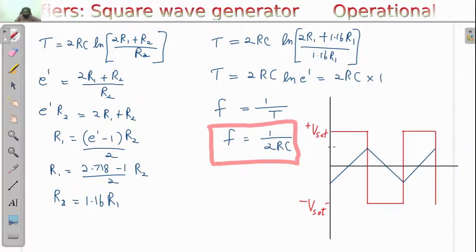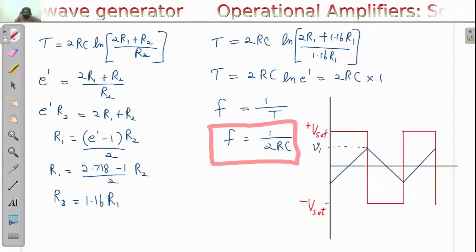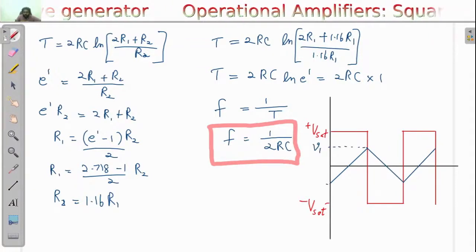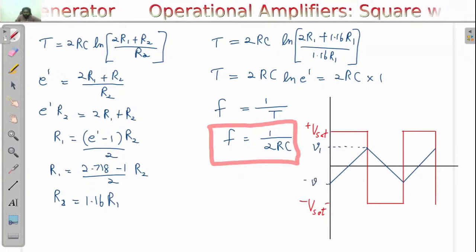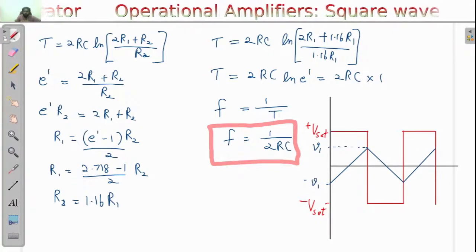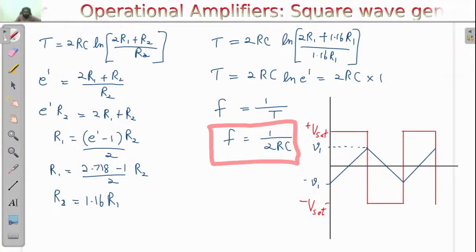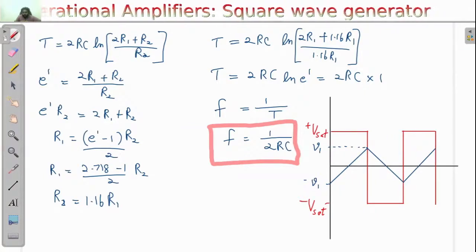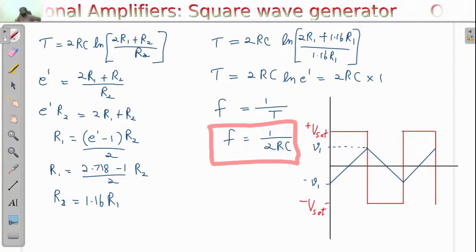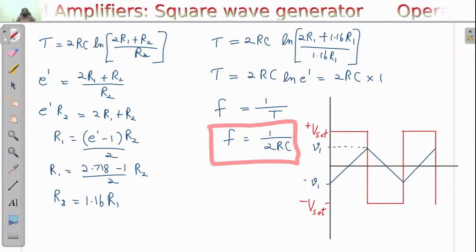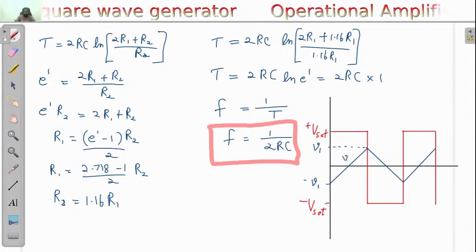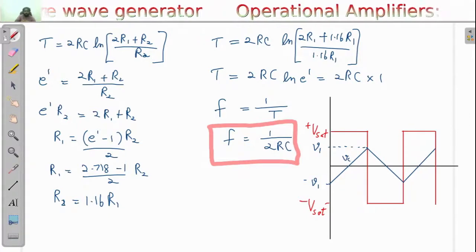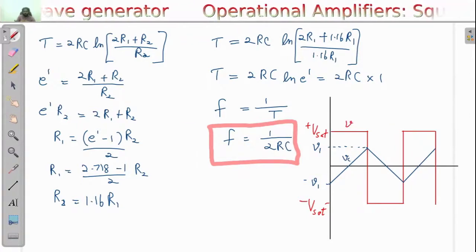this will be V1 and this will be minus V1. So V1 is beta times VO, and minus V1 is similarly minus beta times VO. So it will be oscillating like this. This is the capacitor voltage ramp, and this is the output voltage.